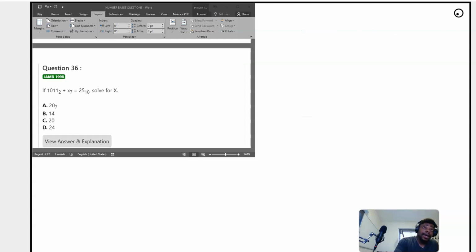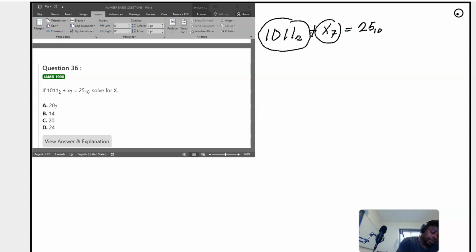Now here, we are looking for x. If 1011 base 2 plus x in base 7 is equal to 25 in base 10, we are looking for x. Let's convert this one to base 10. So 2 times 1, 2 plus 0, 2. 2 times 2, 4 plus 1, 5. 5 times 2, 10 plus 1, 11. This is 11 base 10.